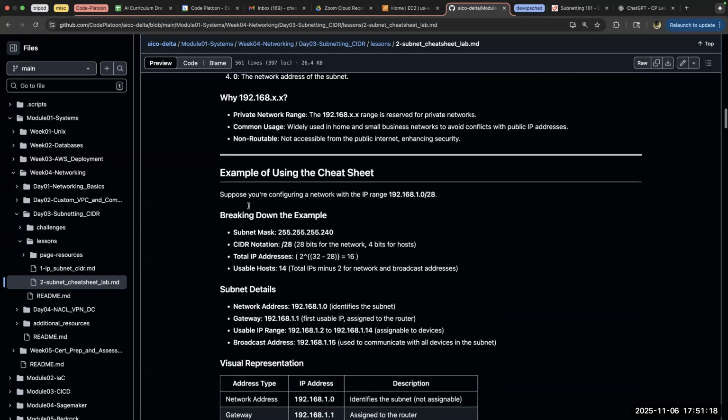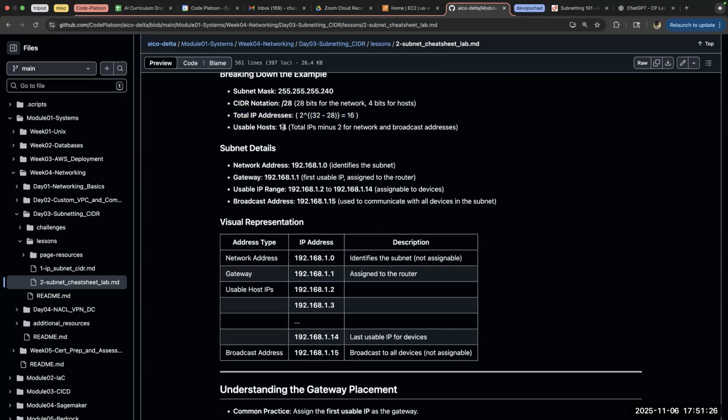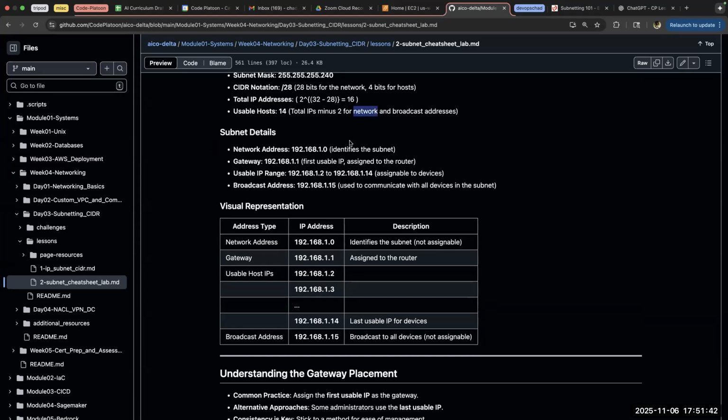So we're doing a /28. It does that math for us. You have 16 available addresses, but 14 usable. So you have 1 for the network and 1 for the broadcast address. The network, that just means the gateway. That's literally called your gateway. I don't know, that could be changed to gateway.